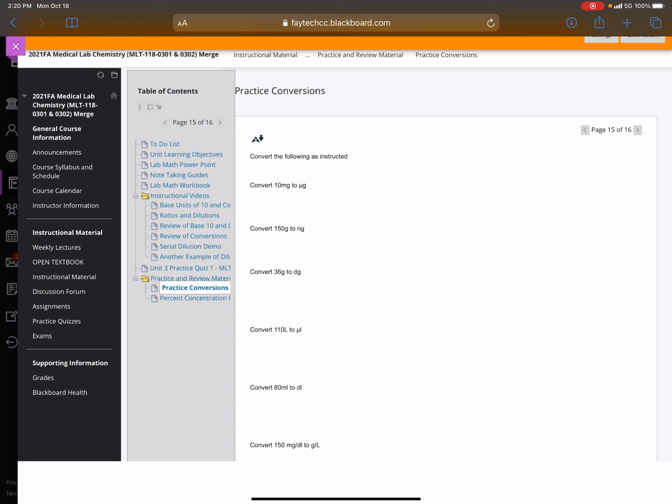So convert that first one, 10 milligrams to micrograms, 150 grams to nanograms, 36 grams to decigrams, all the way down. Now that last one you're going to see down here at the bottom is 150 milligrams per 1 deciliter to grams per 1 deciliter. And if you don't know how to do that, that is okay. We will show you that. So pause me. When you're ready, come back to the video, and I am going to go through each of these, and we are going to do them.